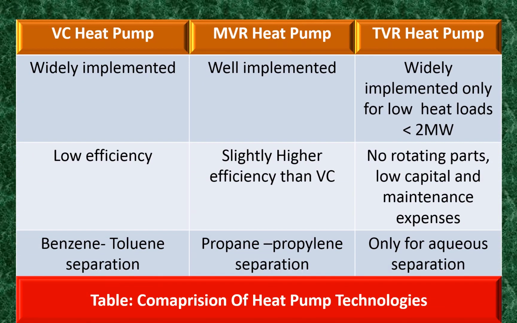This table shows the comparison of heat pump technologies. VC heat pumps and MVR heat pumps are widely used and accepted in petrochemical plants. MVR pumps have slightly higher efficiency than VC pumps. TVR is used for applications where heat duties are low and the process system is compatible with water, in other words, for aqueous system separation.